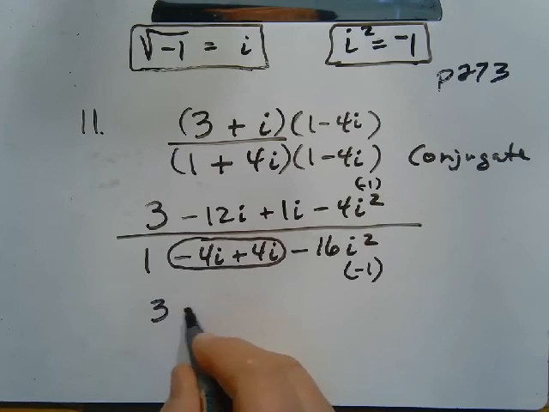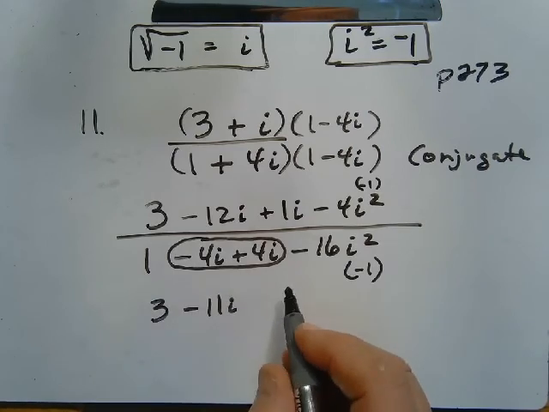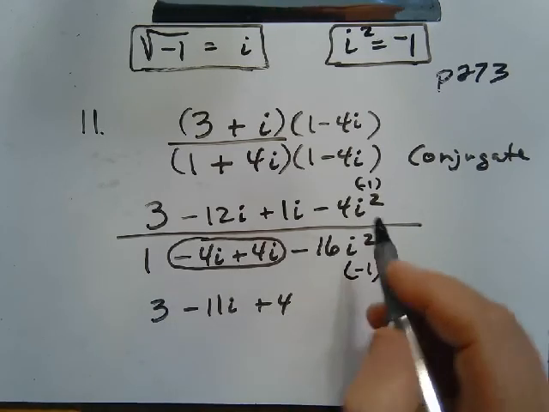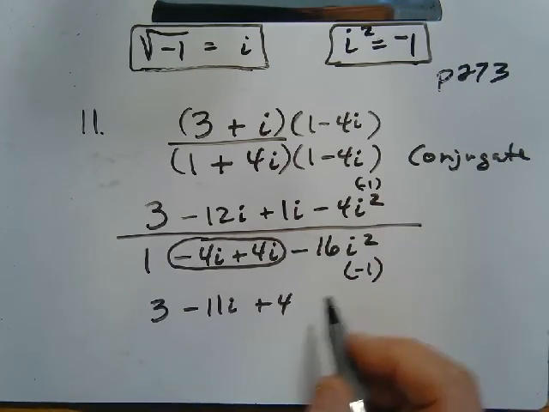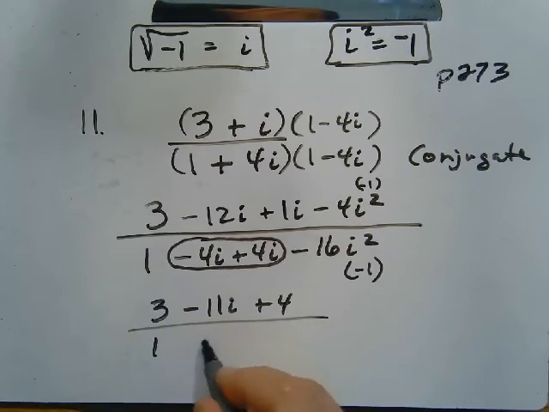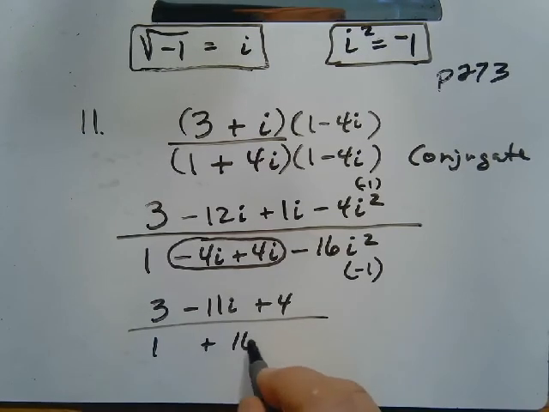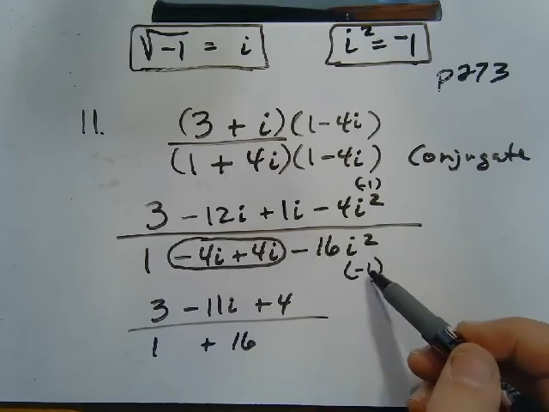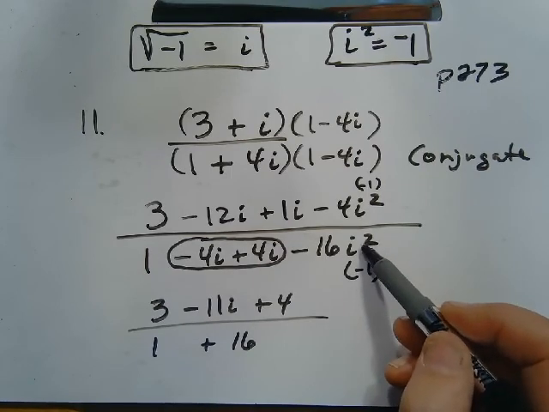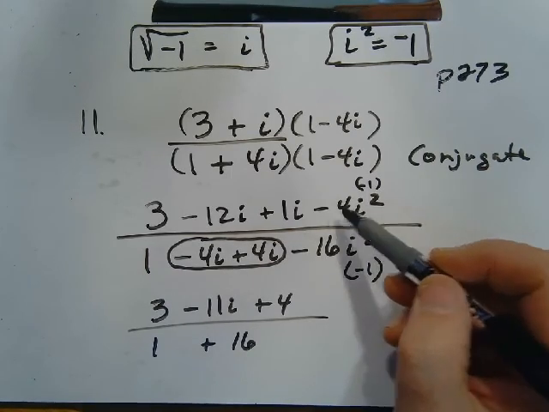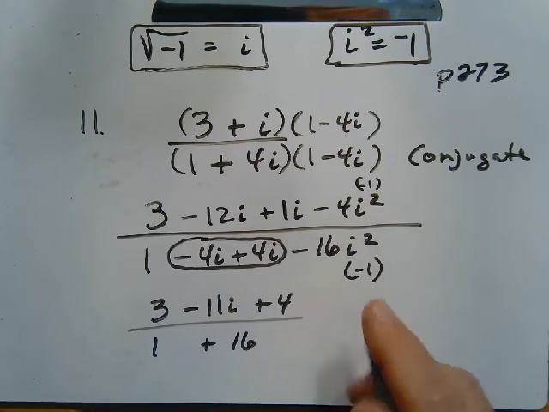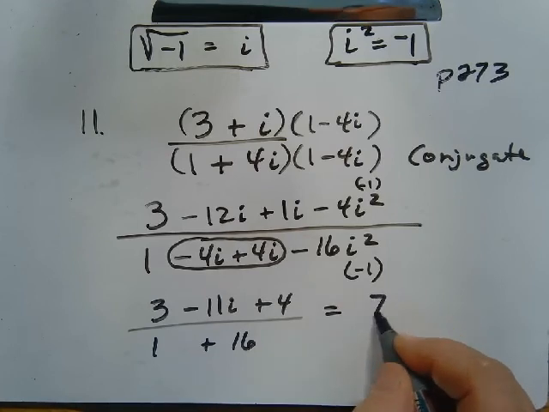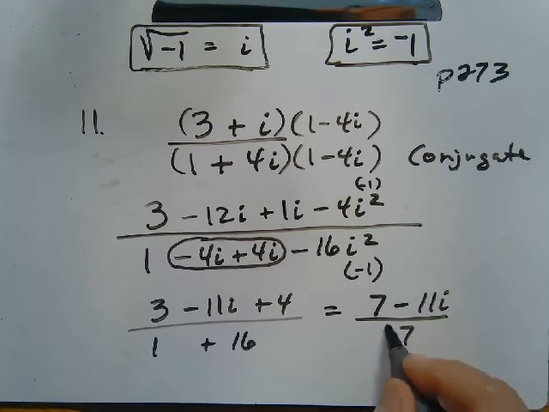So what I've got is 3 minus 11i plus 4 on the top. -1 times a -4 is a +4. And on the bottom, I get 1 plus 16. How did I get 16? -16 times a -1. i squared is a -1. So -1 times -4 is 4. -1 times -16 is 16. So our final answer here is 7 minus 11i all over 17.